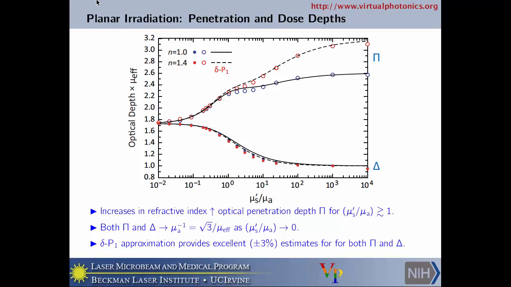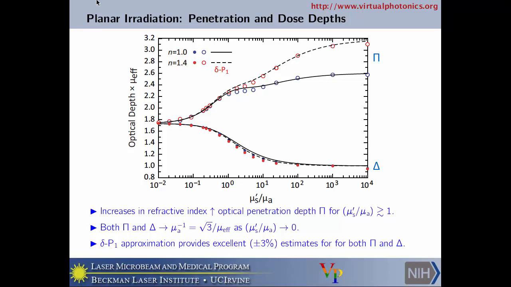So this is actually a very useful chart to have. If you have a very broad beam and you want to get a quick and dirty estimate of how much penetration I am going to get, if I have a sense of how scattering my tissue is relative to absorption, I can quickly calculate what my depths are going to be for a very large beam.